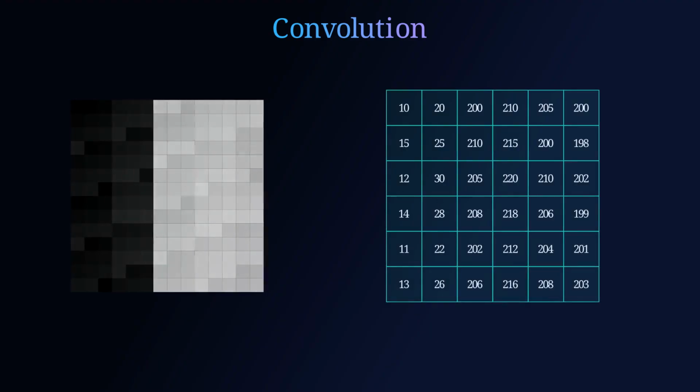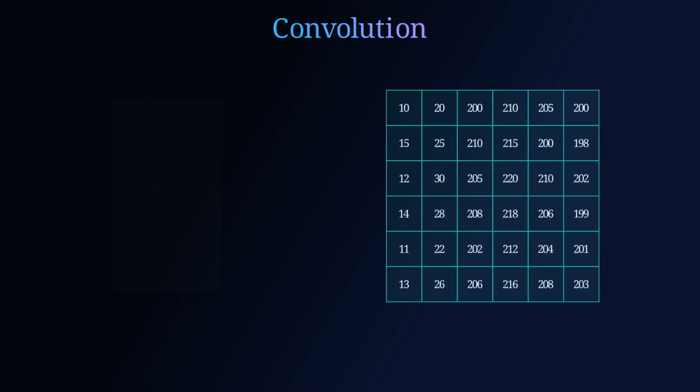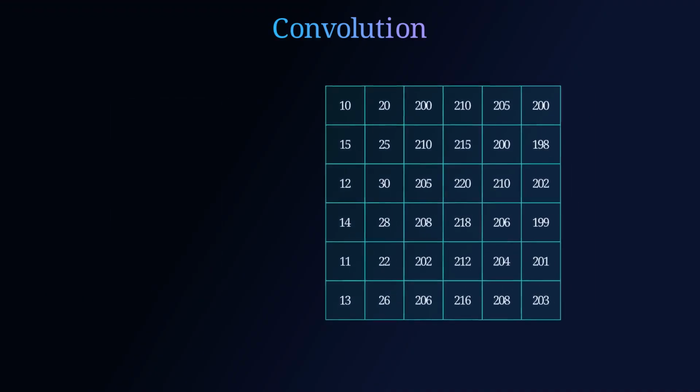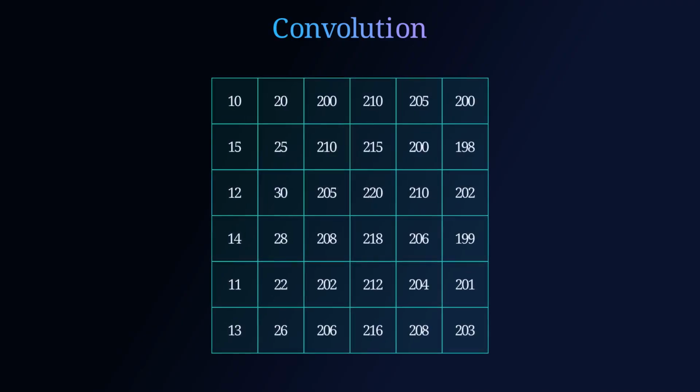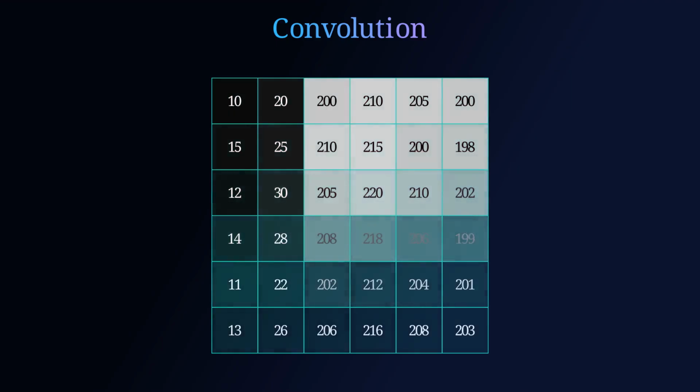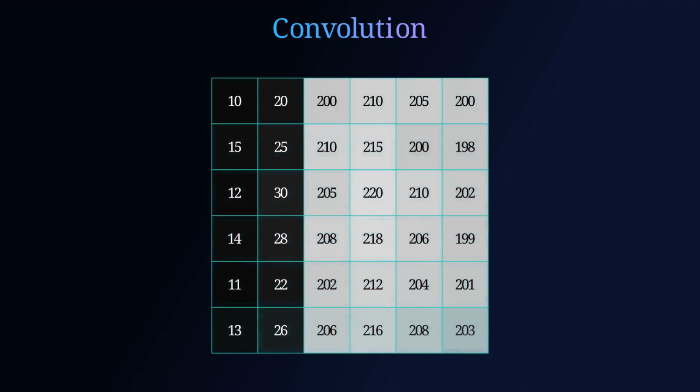Let's zoom into one small corner of that grid. Each square is a pixel, and its number is how bright it is. 0 is black, high numbers are white, and everything in between is gray. That's the entire raw material we get to work with.